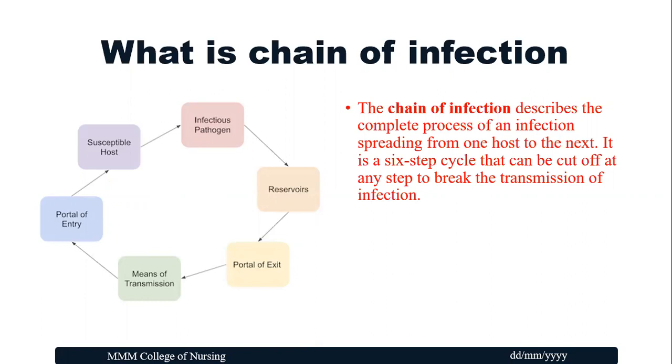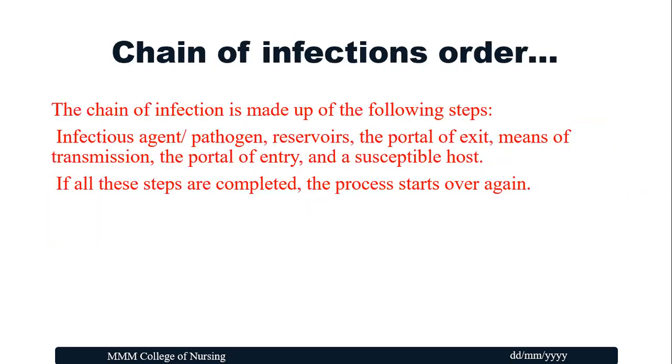Okay, so what is a chain of infection? The chain of infection describes the complete process of an infection spreading from one host to the next. It is a 6-step cycle that can be cut off at any step to break the transmission of infection. Now we are going to see how this process works. Fine. So these are the steps: infectious agent or pathogen, then the reservoir, then the portal of exit, means of transmission, portal of entry or means of entry, and the susceptible host. With this, the process starts over again.